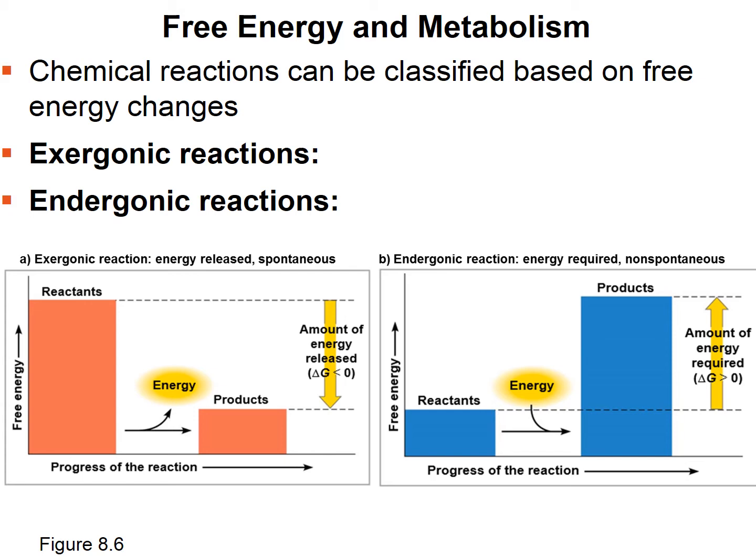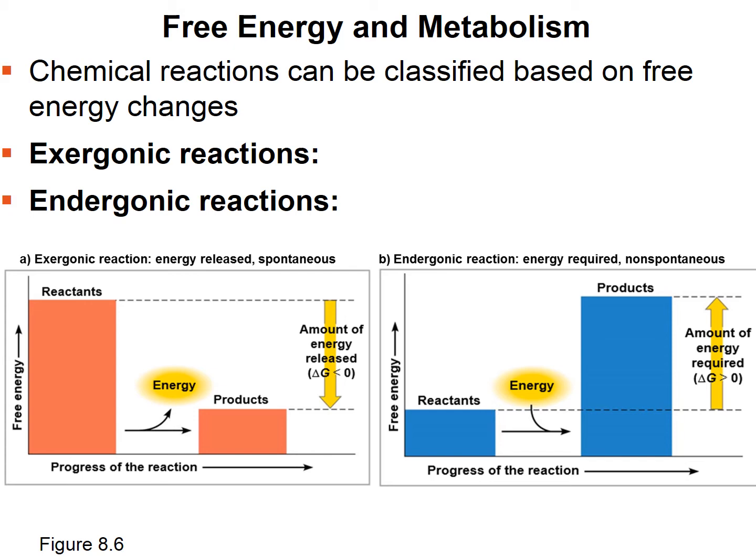So if you look in panel A for an exergonic reaction, on the x-axis we have progress of the reaction, and on the y-axis we have free energy. So if you look, the reactants have a lot of free energy. No energy has to be put in. Some energy is going to be released. The products at the end have less free energy. So if we take the energy of the products and subtract the energy of the reactants, that delta G is going to be less than 0.